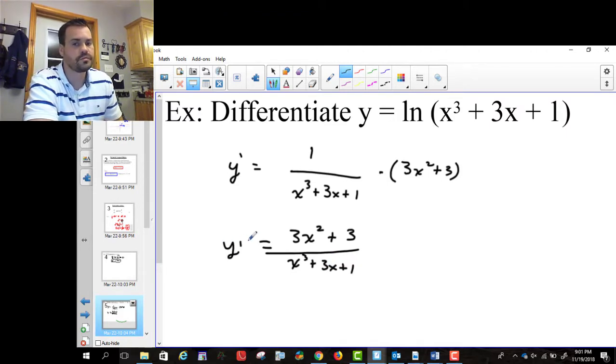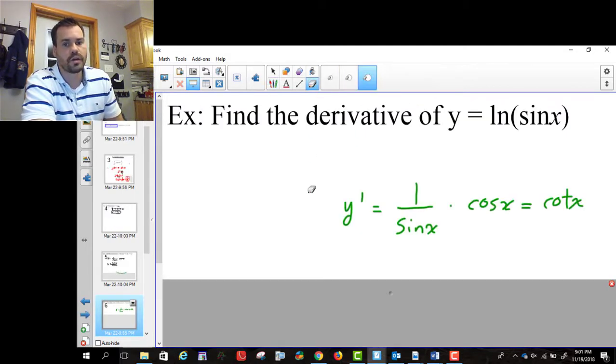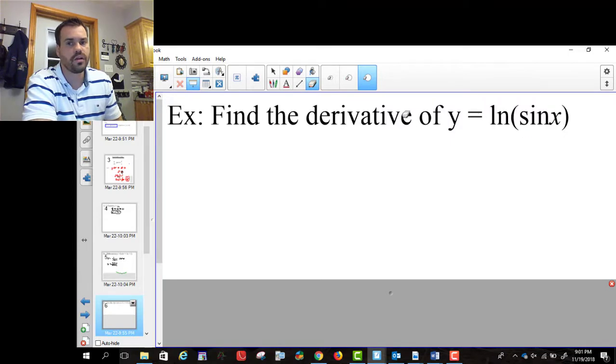All right, so that's my derivative of that one. What if we mix in a trig function? So I say, what's the derivative of ln of sine x?